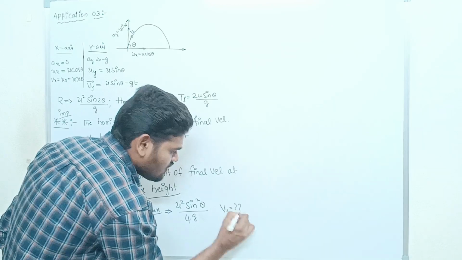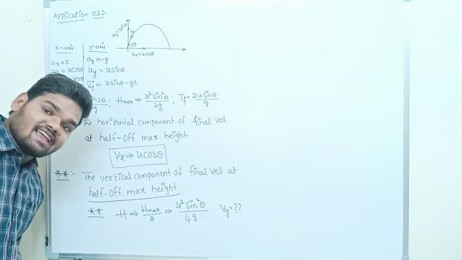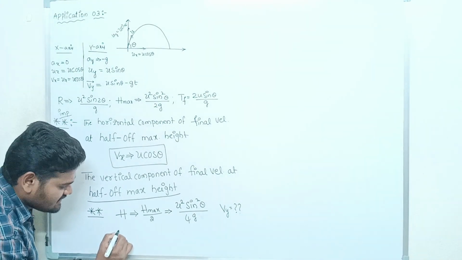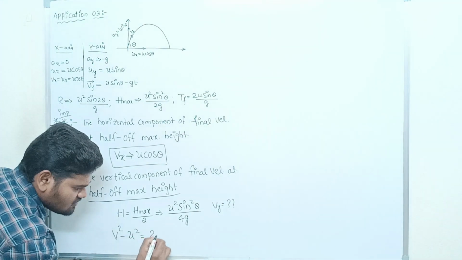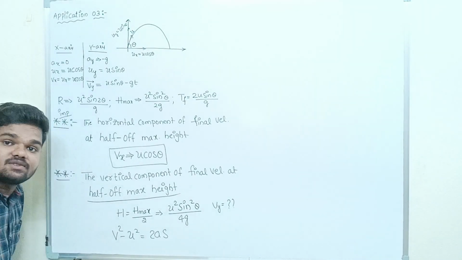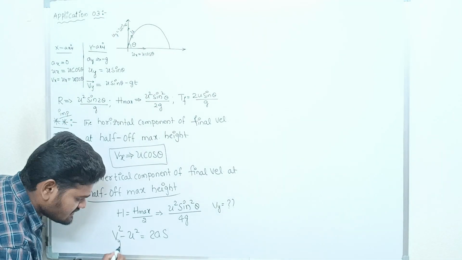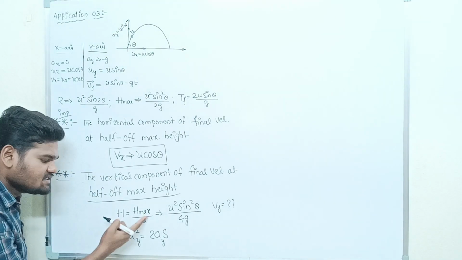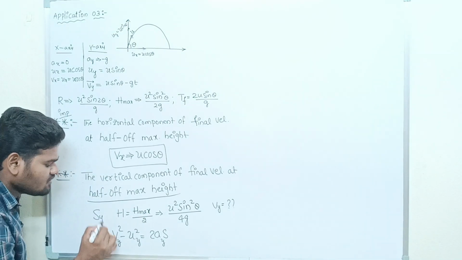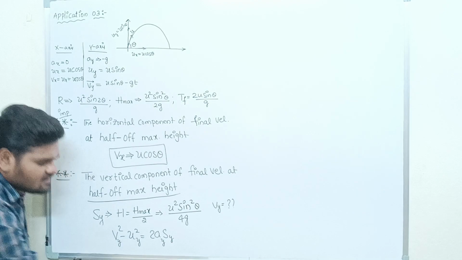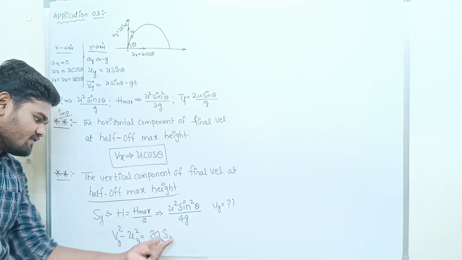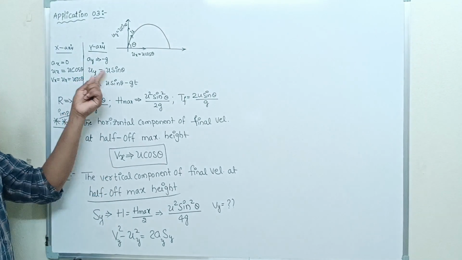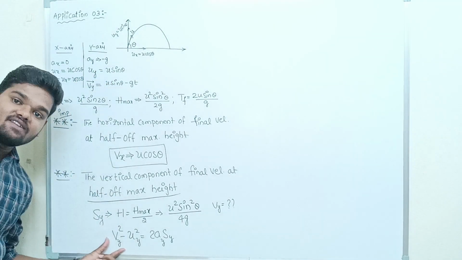Vy is equals to how much? Are you getting any doubts? Okay sir. Very good. So I'm using the equation of motion, v square minus u square is equals to 2as. This is along the vertical direction, y. So height is nothing but displacement along the y direction, sy. We have the value of sy. We know the ay value, minus g. We know the uy value, u sin theta. We have to find the vy value.